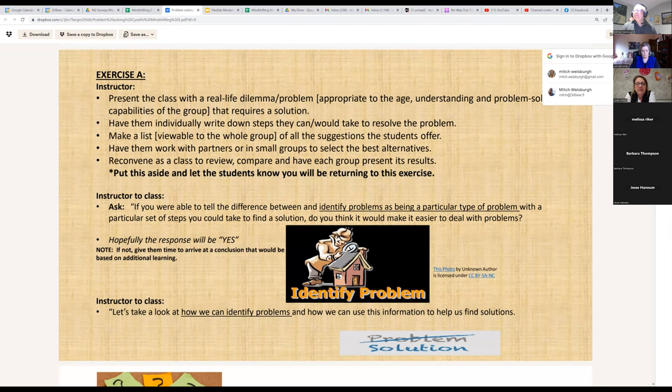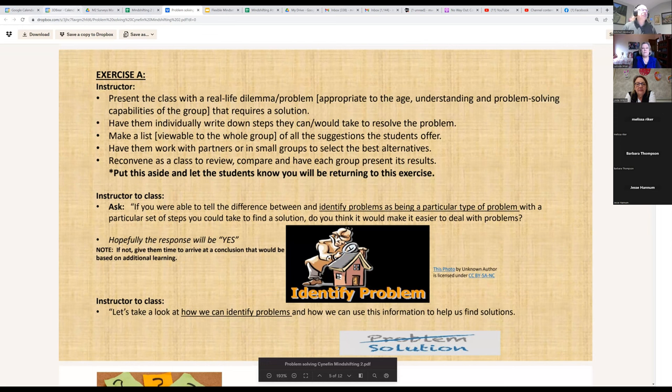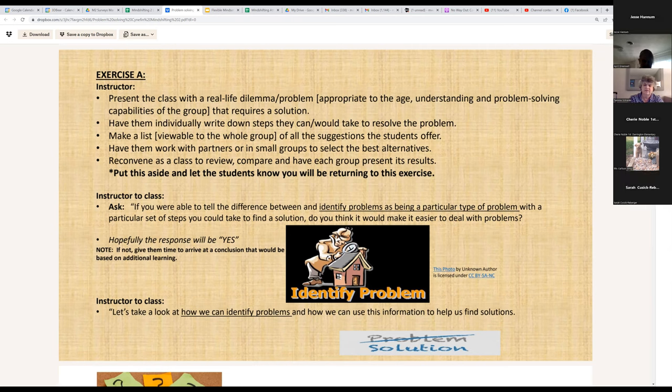a different path. I have two different exercises, but I'm not going to go through them; if anybody wants to read them, they can. The purpose of the first exercise is to present the class with a real-life dilemma or problem, appropriate to the age, understanding, and problem-solving capabilities of the group, that requires a solution. They come up with individual solutions, then get together with a partner or small group, and then reconvene as a class and discuss the results.